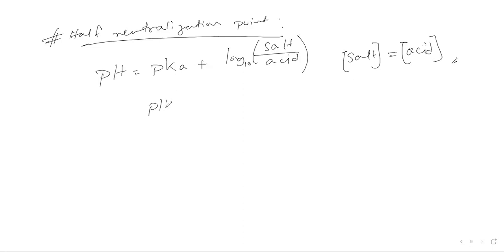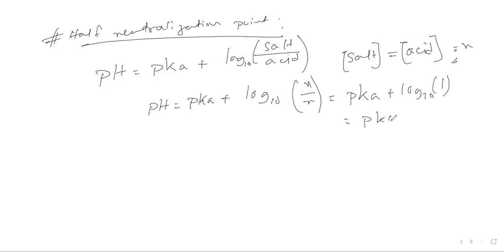So pH equals pKa plus log base 10. Let's say these are both x, since they are equal. So x by x equals 1, and this is pKa plus log base 10 of 1. So we are left with pKa. Therefore, pH equals pKa. So this is actually the key part.